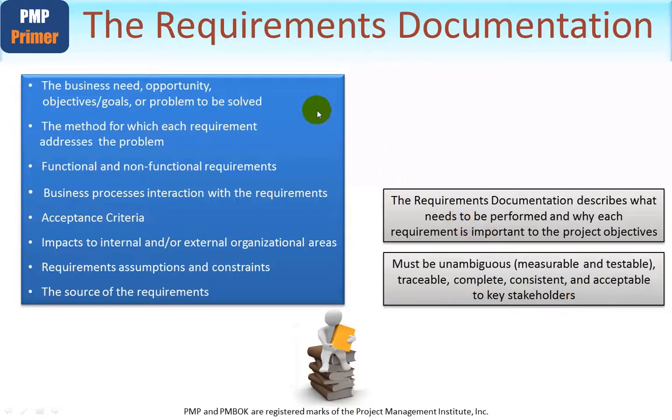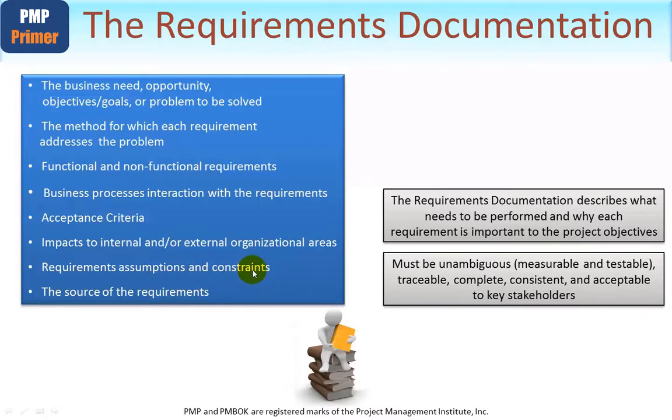Now, first a general discussion about requirements documentation, and then we'll look in a bit more detail. This needs to contain the business need, the opportunity, the objectives, goals or problem to be solved, of course. It should have the method that each requirement uses to address the problem. It should include both functional and non-functional requirements. And it must include how the business processes interact with the requirements. Each requirement must have an acceptance criteria, and it must include any impacts to internal or external organisational areas. We need to capture, like any good plans, any assumptions we're making about requirements and any constraints.